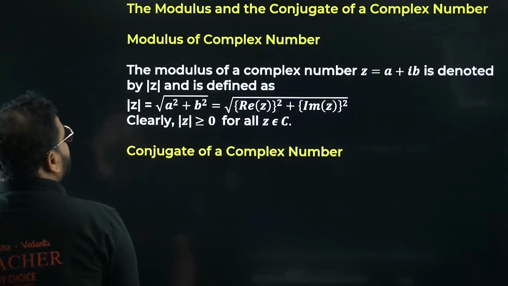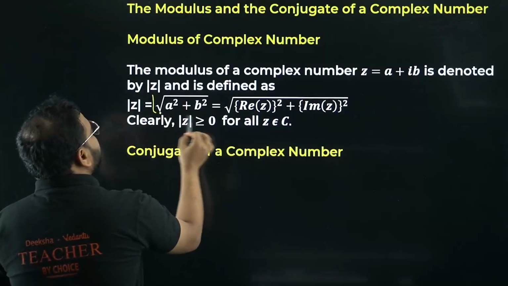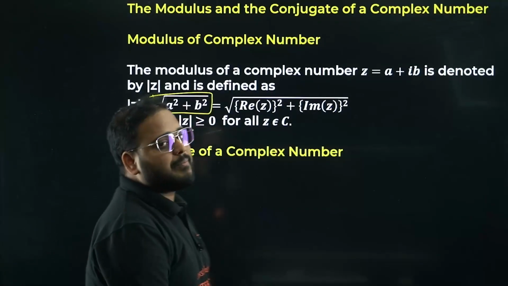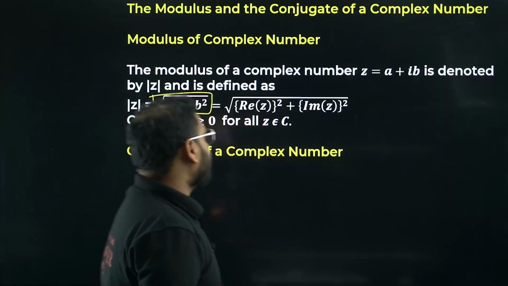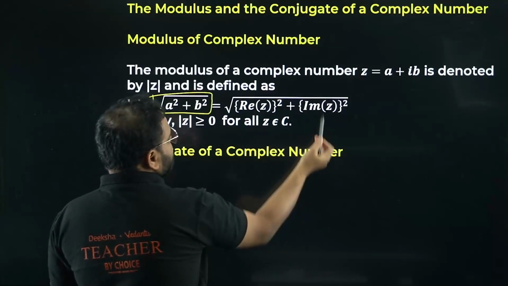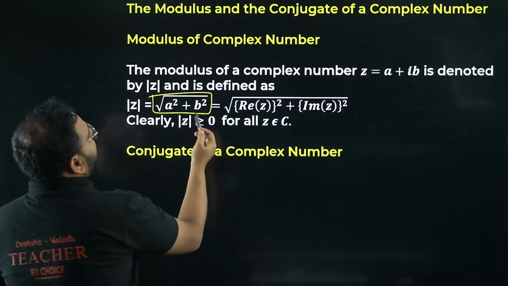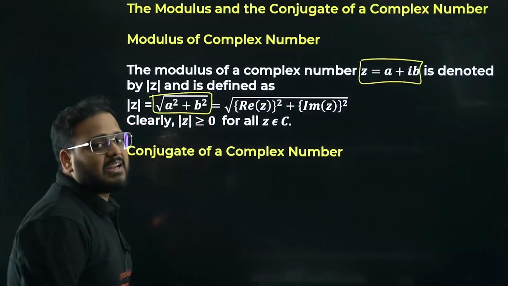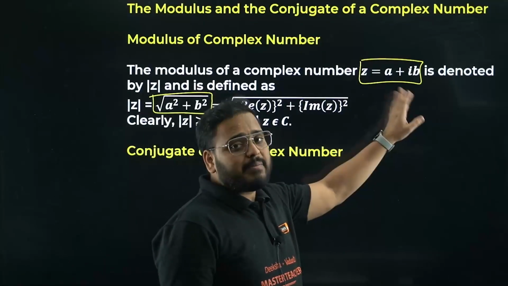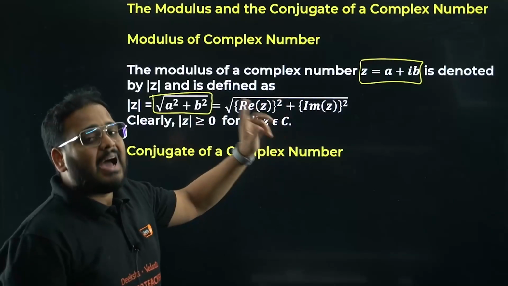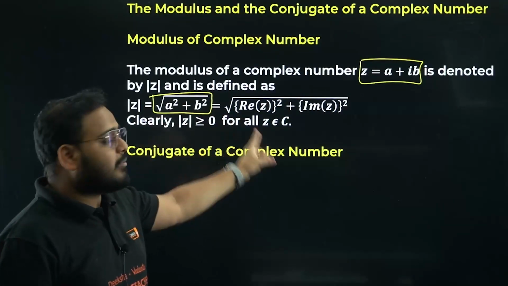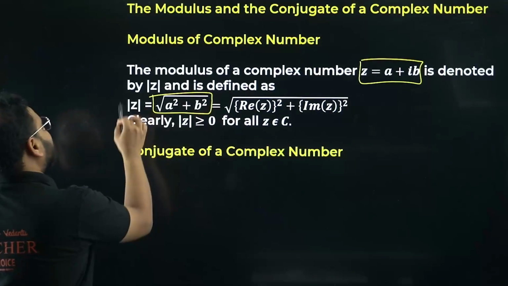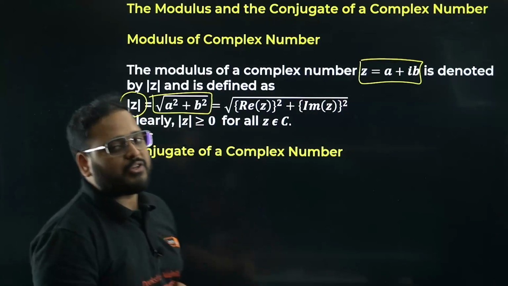First is modulus, and this is how we find it: square root of the sum of the real part square and the imaginary part square. So let's say the number is given as a plus ib, right? a is the real part, b is the imaginary part. You take the square of both and add them under a square root. That will give me the value of modulus of z, basically the magnitude of z.